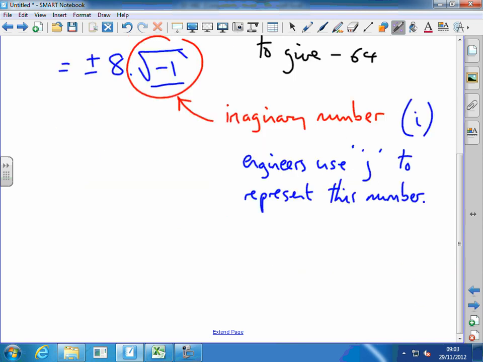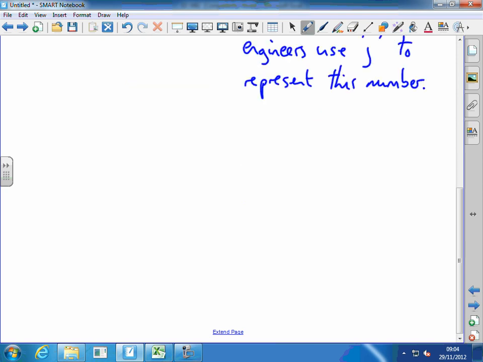So this square root of minus 1 is what's called the imaginary number. Mathematicians tend to use the symbol i, engineers tend to use the symbol j to represent imaginary numbers. So therefore, we say the square root of minus 64 equals plus or minus 8j. And that's how we'd write it.